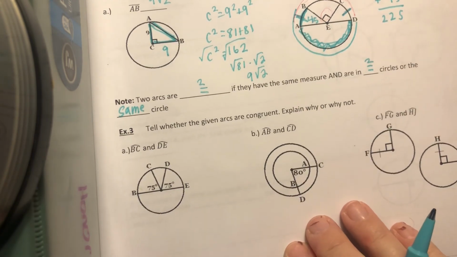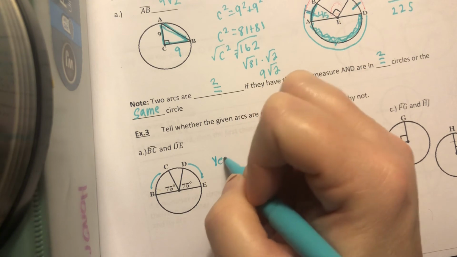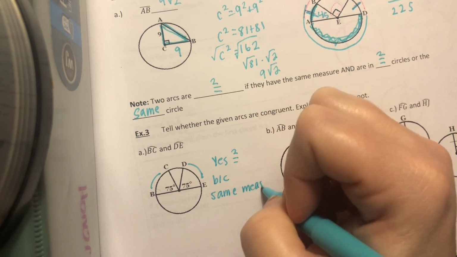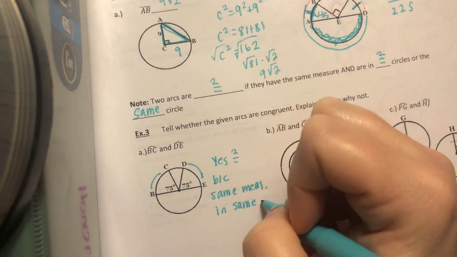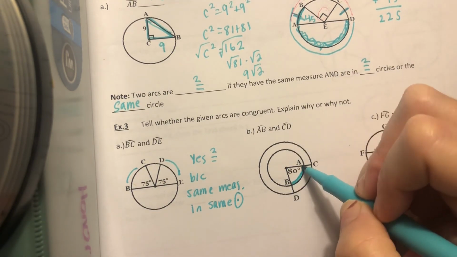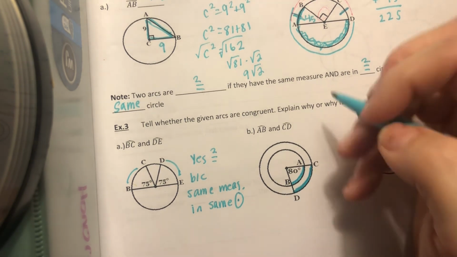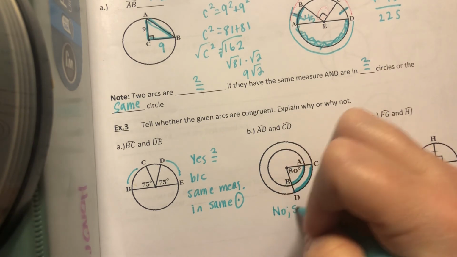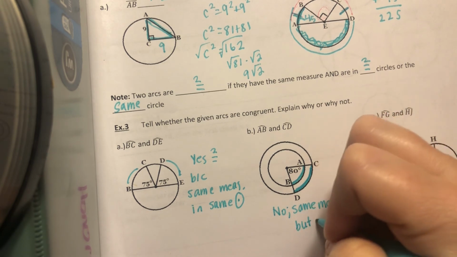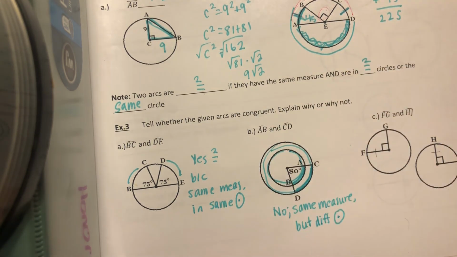Okay, it says tell whether arc BC is congruent to DE. I'm going to say yes, they're congruent because same measure in same circle. So that's a good one. Here, this arc would technically be 80 and this arc would be 80, but are these congruent? The answer to this one is no, same measure, but different circles. Those circles are not congruent. Like you can tell, this circle is obviously way smaller than the outside one.